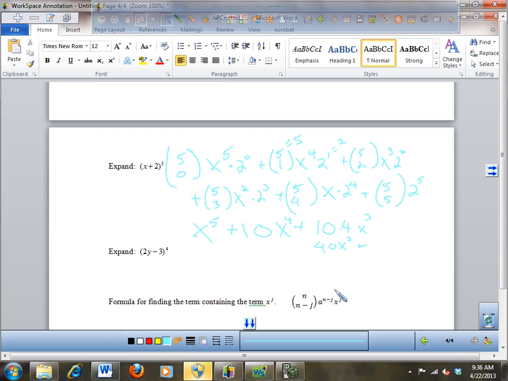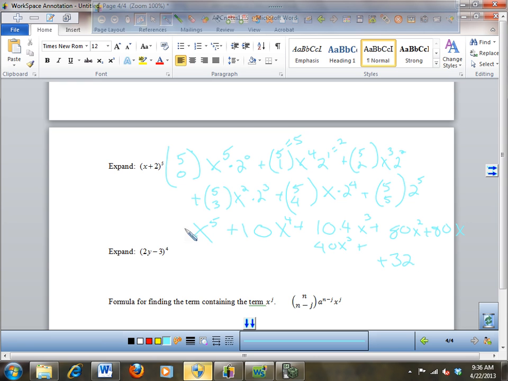Plus the next thing, this is 10 times 2 to the third, so this is 10 times 8, which is 80x squared. 5 combination 4 is 5 times 2 to the 4th, 16, so 5 times 16 is 80. 80x. Plus the last one, this is 1 and 2 to the 5th is 32.